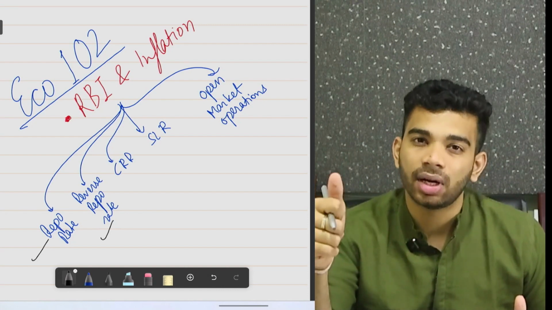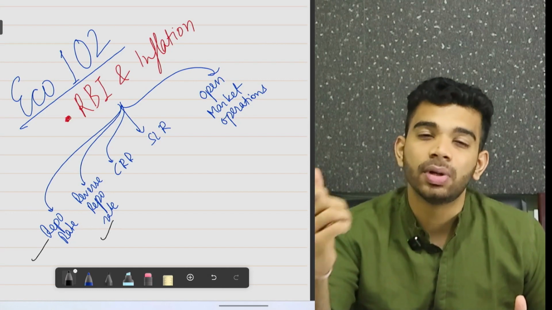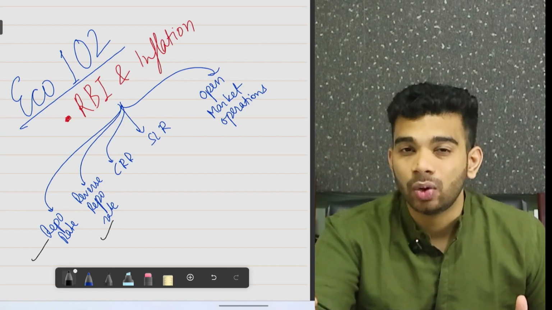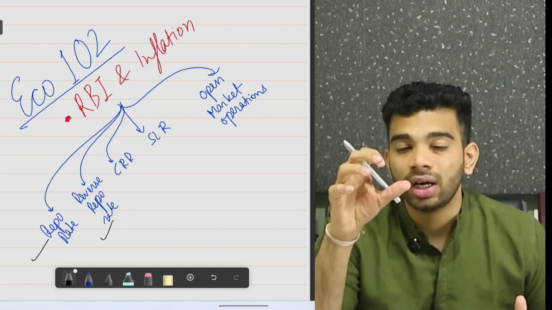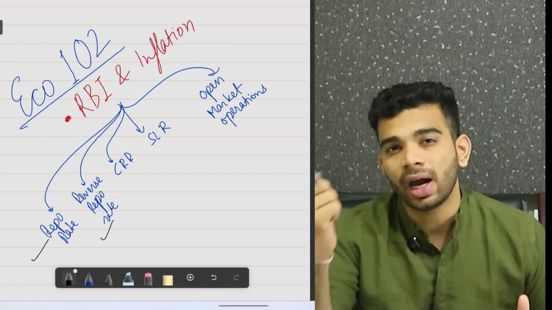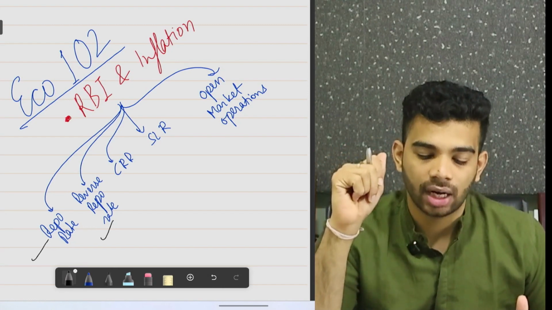Once you lend that money to the RBI, you won't be able to lend that money to normal people like you and I. And what would that do? That would reduce the money supply in the economy, and that would overall lead to a downward impact on inflation. So that is the first impact that you need to understand.